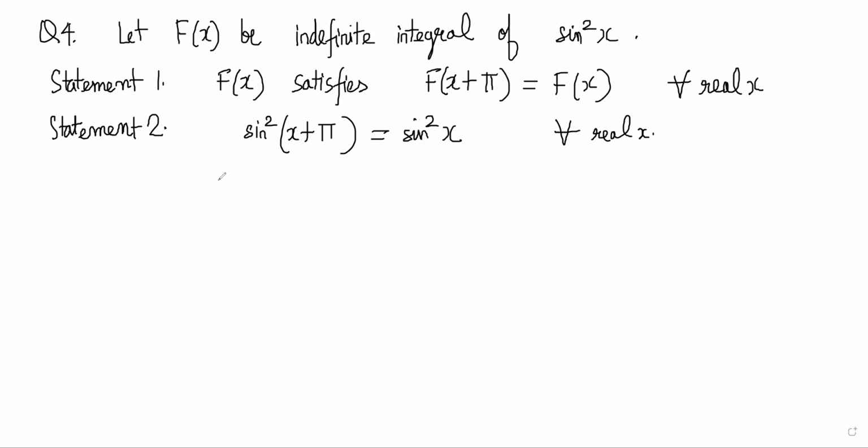Statement 2. Statement 2 is correct. What was your integral coming out to be? x by 2 minus sine 2x by 4. So if you put x plus pi, then there'll be extra pi by 2. Yeah. Okay, that is correct.